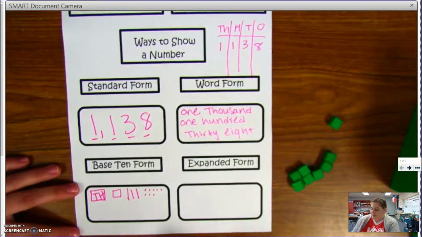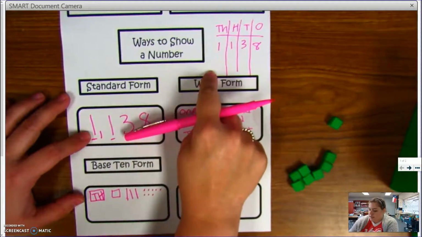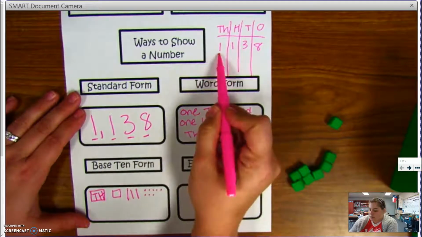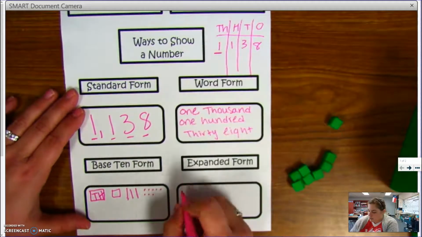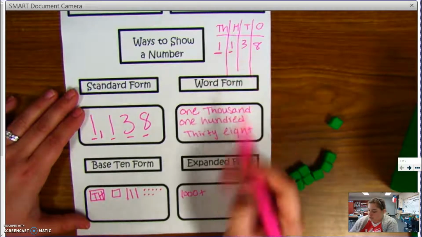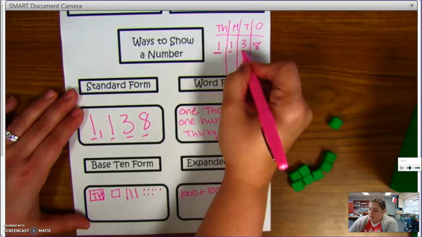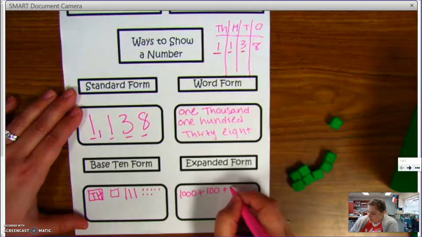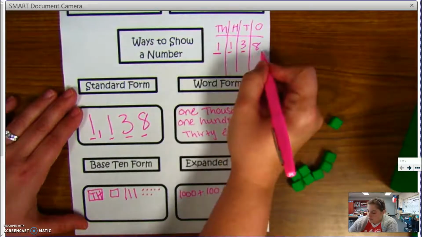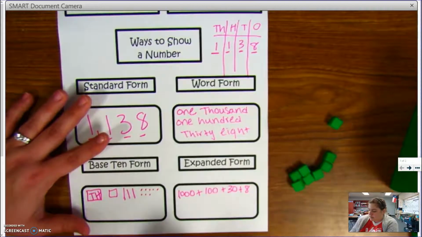Then we're going to do expanded form. So we have a 1 in the thousands place. So this 1's value is 1,000. Plus the 1 in the hundreds place value is 100. Plus the value of the 3 in the tens place is 30. Plus the value of the 8 in the ones place is 8.